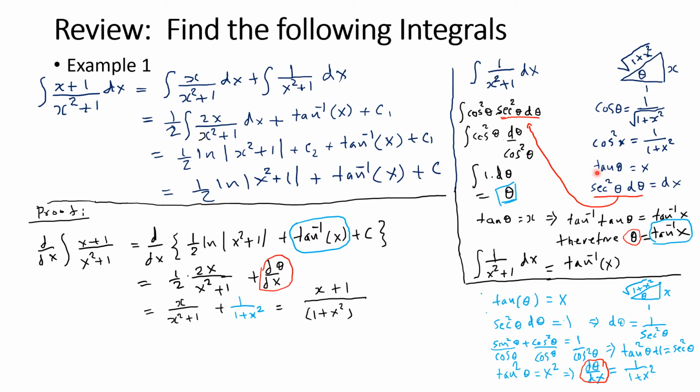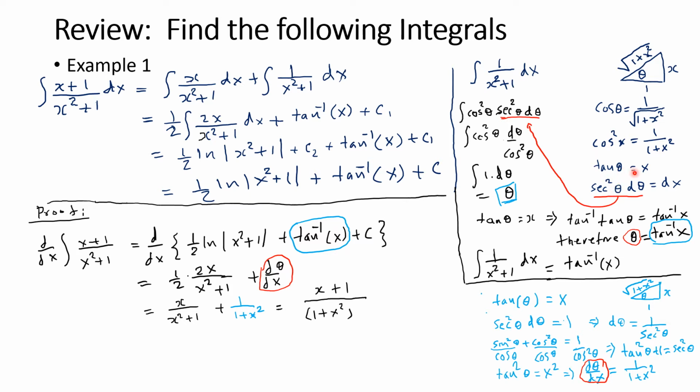To do so, if we take tan theta, you go to the triangle, tan is the opposite divided by the adjacent. So tan theta is equal to x. Now we take the derivative of the left side and the derivative of the right side. The derivative of tan theta is sec squared theta.